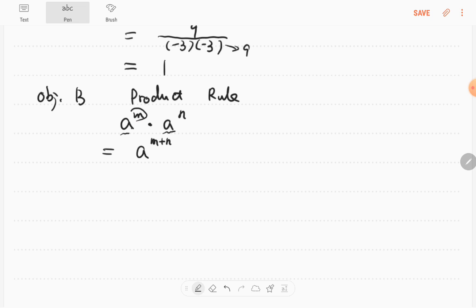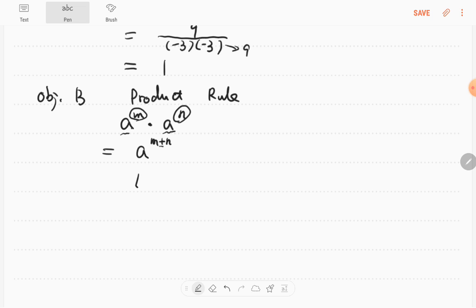So for the first term, the exponent is m, and the second term is n. I should do the addition for the exponents. Again, I will keep the common base and add up their exponents.